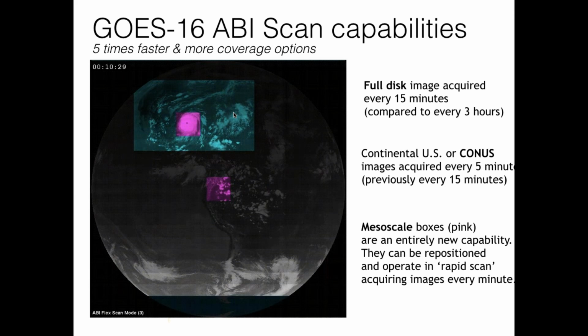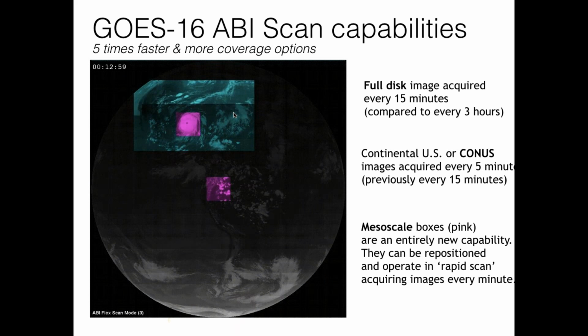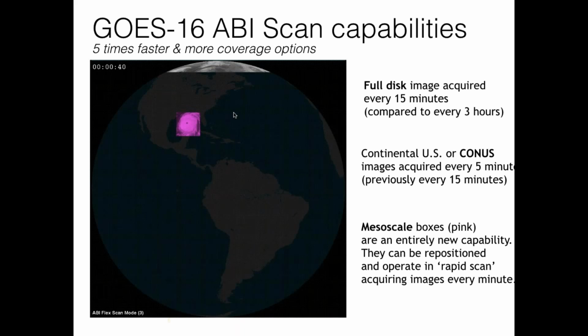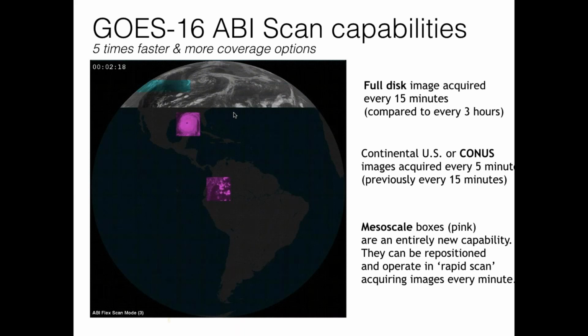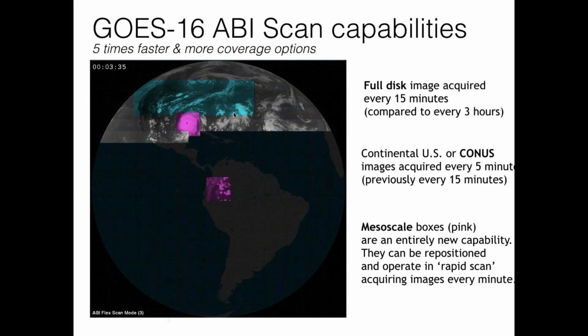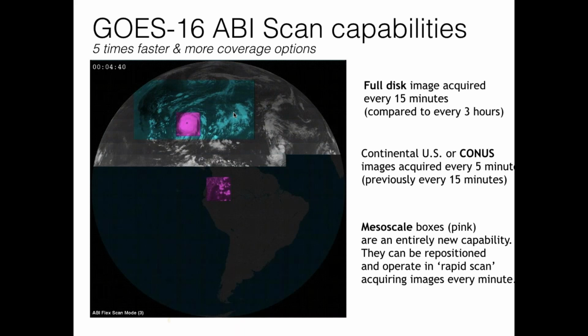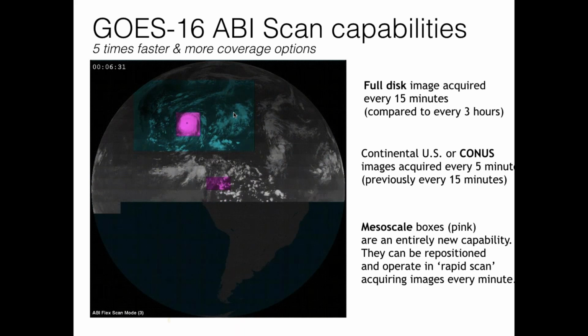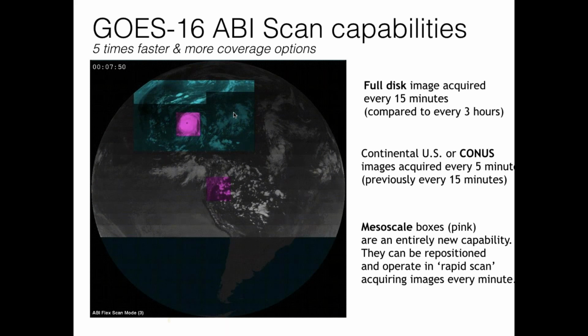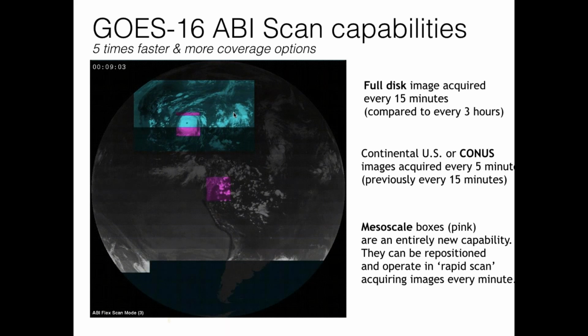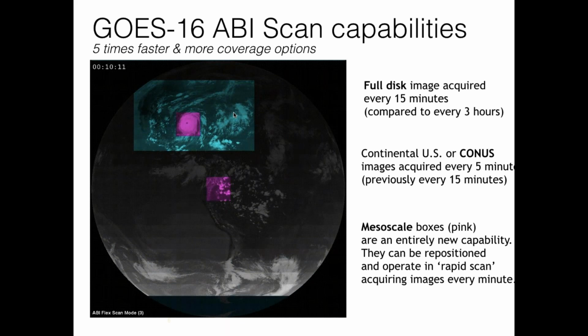Note the 2 mesoscale sectors in pink in this image. They are relatively small geographic coverage, rapid scan, 1 minute refresh rate floating sectors. Satellite operators have the capability to reposition these sectors over any portion of the full disk.